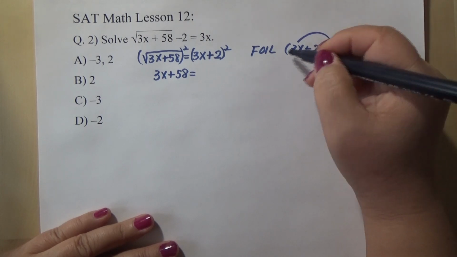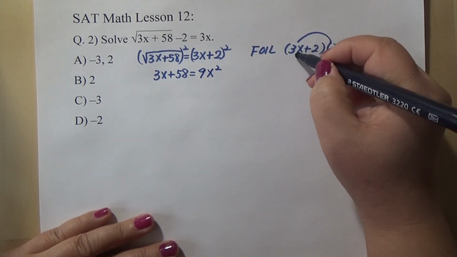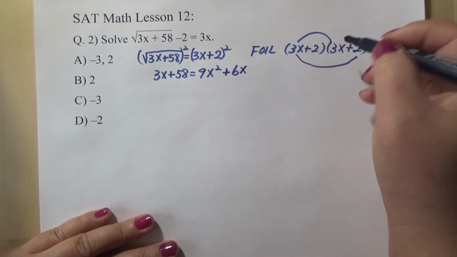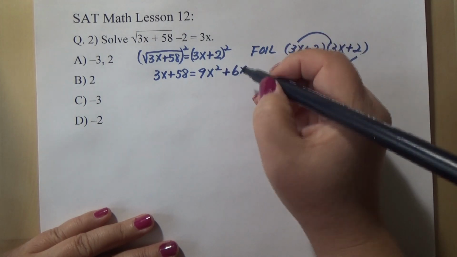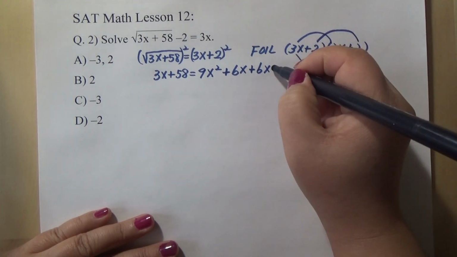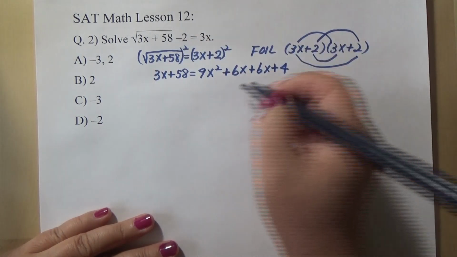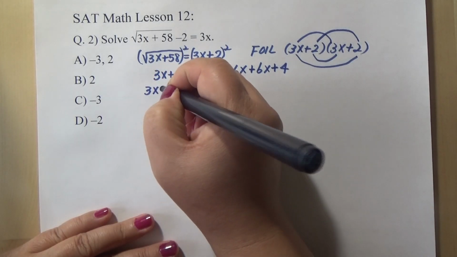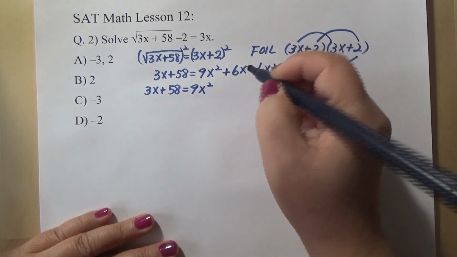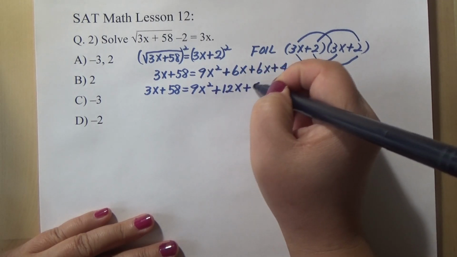So first is 3x times 3x, which is 9x squared. And outside, 3x times 2, which is positive 6x. And the inside, 2 times 3x, again 6x, right? And the last, 2 times 2, which is 4. And now we're going to organize this again. So 3x plus 58 is equal to 9x squared, and 6x plus 6x is positive 12x, plus 4.